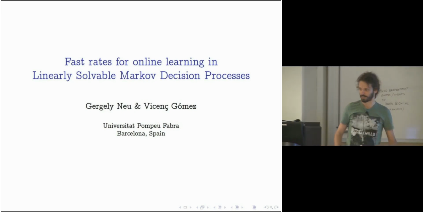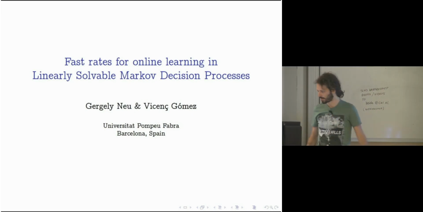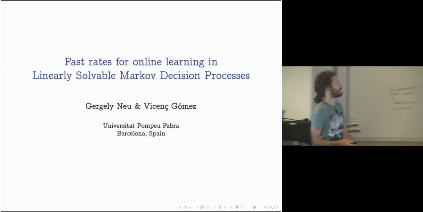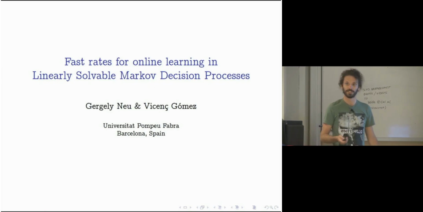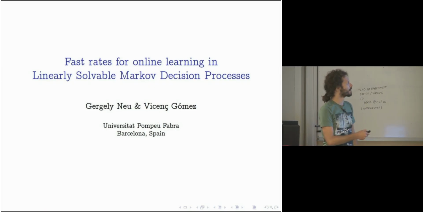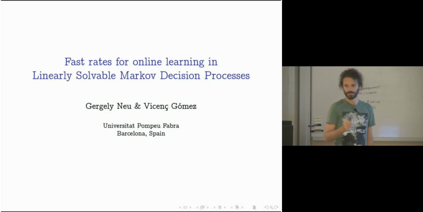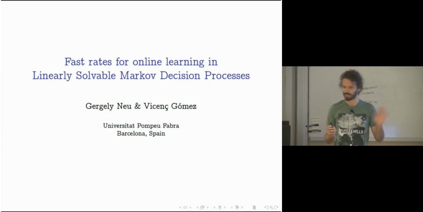Okay, thanks very much. So yeah, this is about fast rates and linearly solvable Markov decision processes. These linearly solvable Markov decision processes are sort of a strange object for COLT.